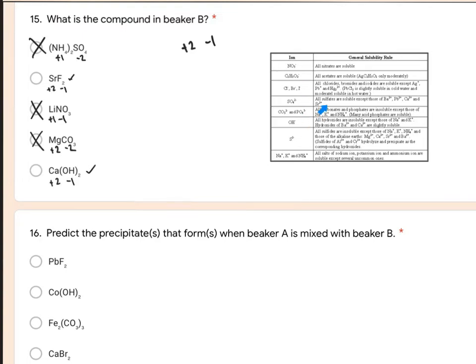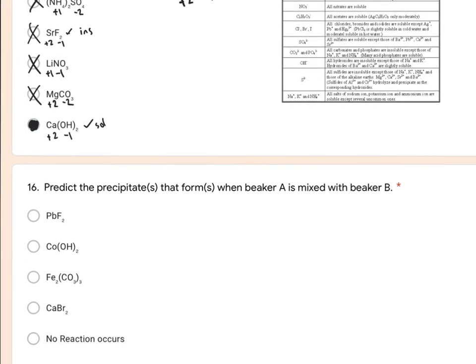And from there, we look over here at our solubility rules, or you can Google solubility of these things. SrF2 is pretty much insoluble, and calcium hydroxide is, as it says over here, hydroxides of barium and calcium are slightly soluble. So this is somewhat soluble, so the only thing that could possibly be is this one. And that takes us down to question 16.